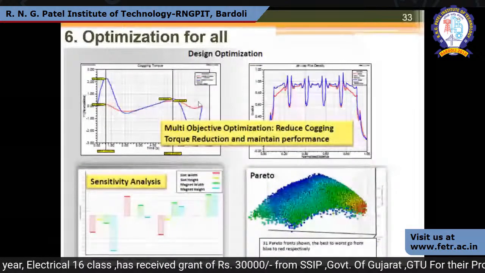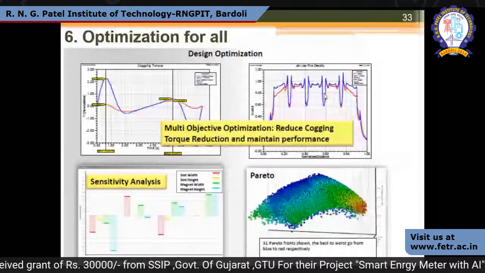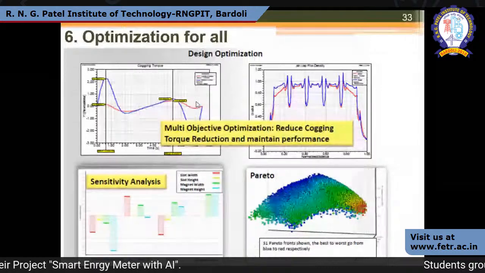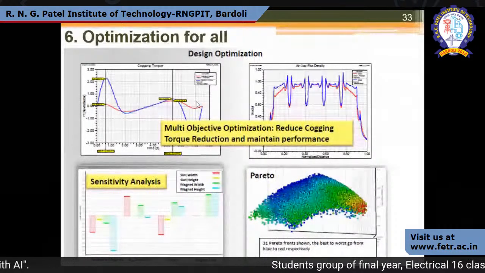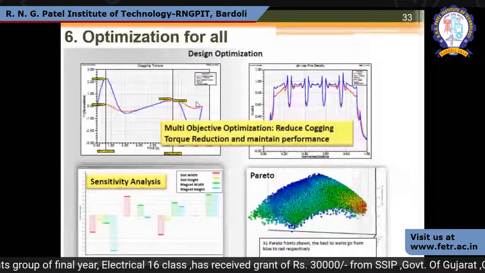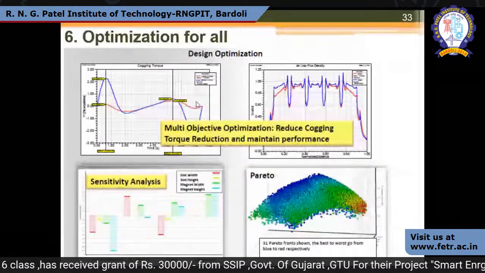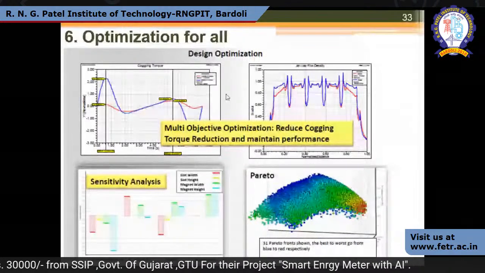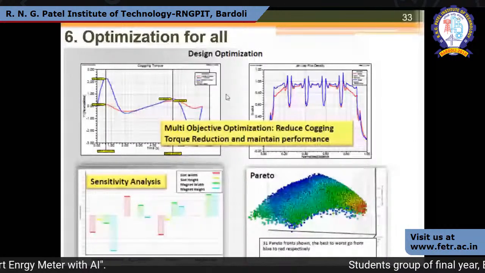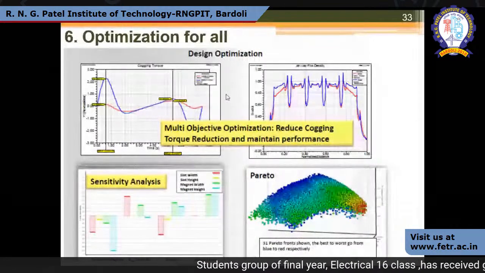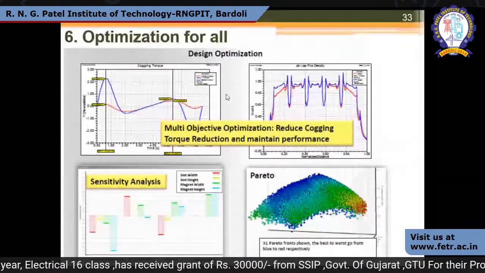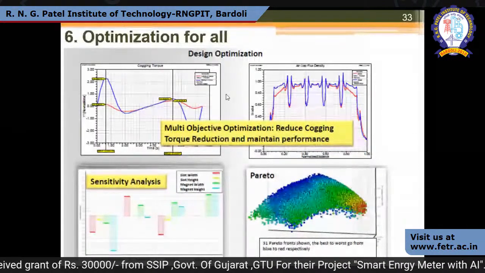Now, the optimization of all. Sometimes what happens is we have to optimize the systems in different manners. Suppose we have one prepared geometry and we have utilized it for many years. But now, if we want to reduce the size of that machine, take the example of the induction motor. If we want to reduce the size of that existing induction motor, how is it possible? For that purpose, this software is useful to us. If we decrease the diameters gradually, what will be the effect on that motor's performance? We can easily identify it by using this software.